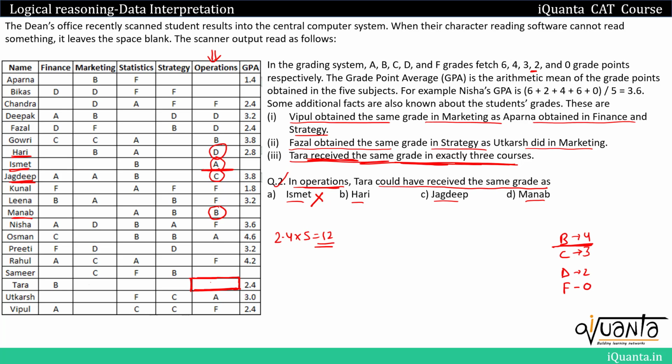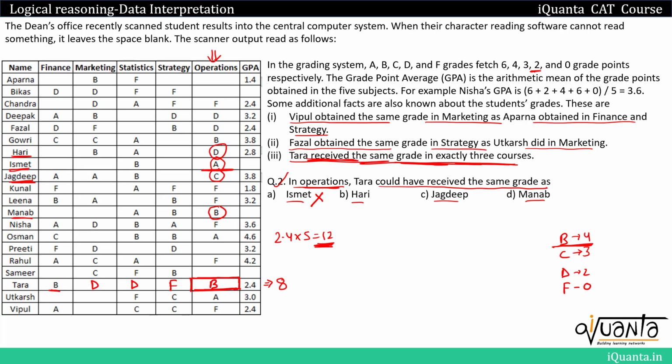So if I put grade B for Tara in operations, then in this particular case, the total score of Tara till now is B plus B, that means 4 plus 4, which gives me 8, and total score of Tara must be 12. So that means we need 4 more points. So how can we get 4 more points for Tara? See, either we'll have to assign her grade D in 2 subjects. So grade D in 2 subjects, now her total score is 12, and F in one of the subjects.